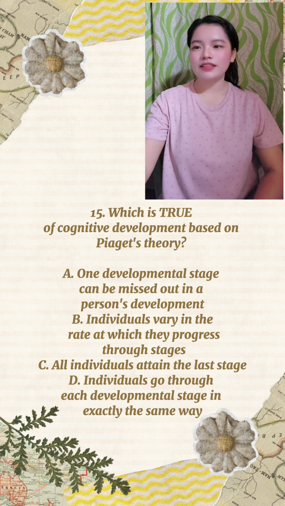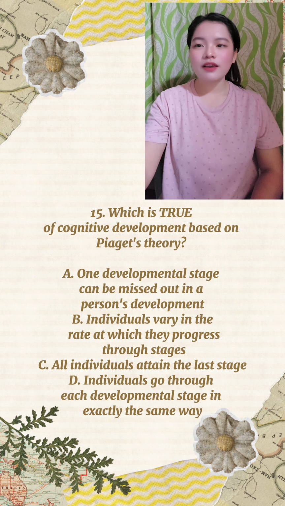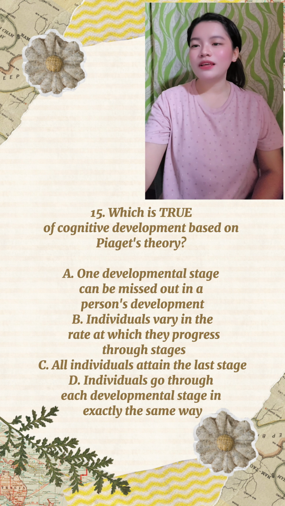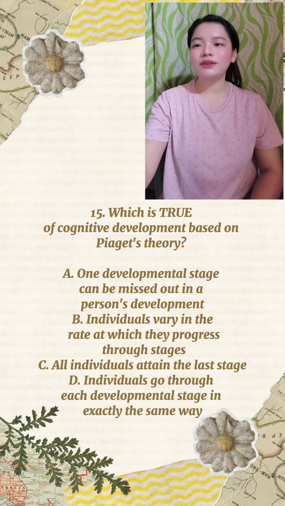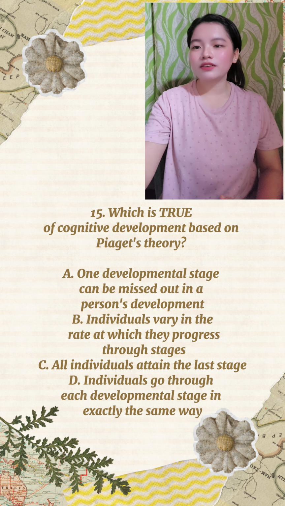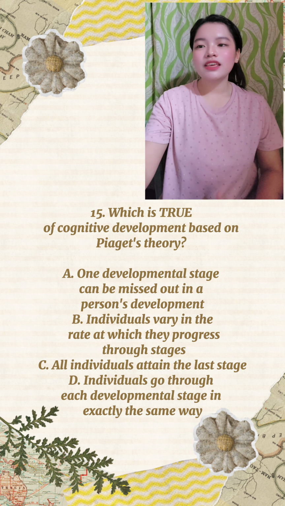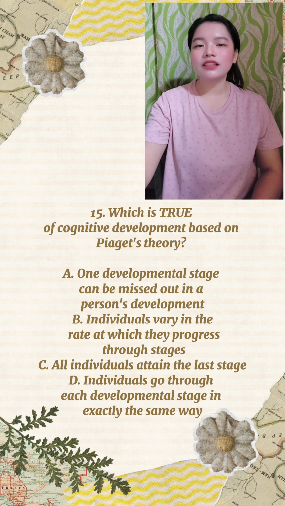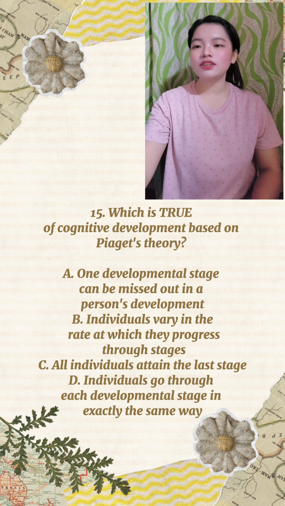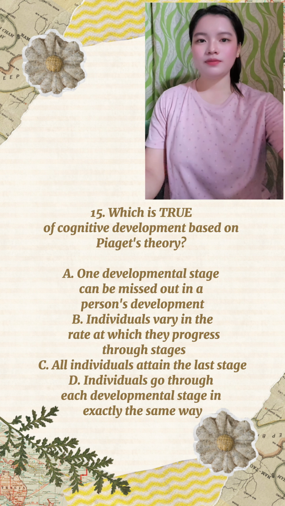Question number 15. Which is true of cognitive development based on Piaget's theory? A. One developmental stage can be missed out in a person's development. B. Individuals vary in the rate at which they progress through stages. C. All individuals attain the last stage. And D. Individuals go through each developmental stage in exactly the same way.